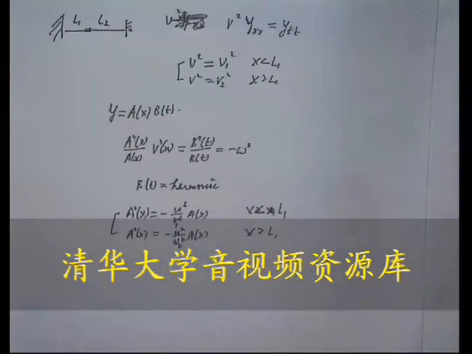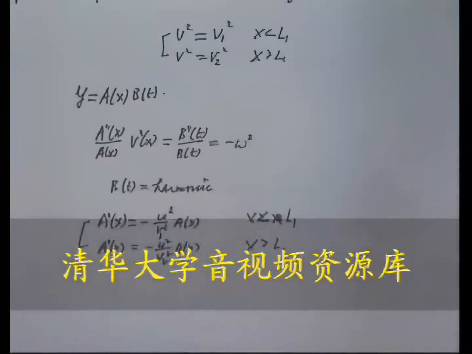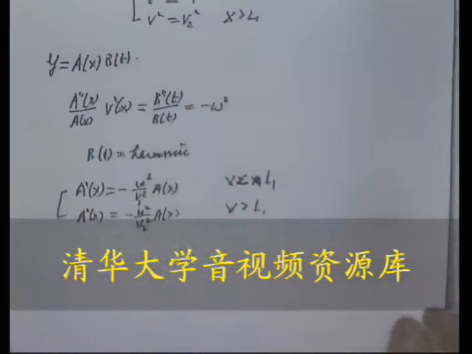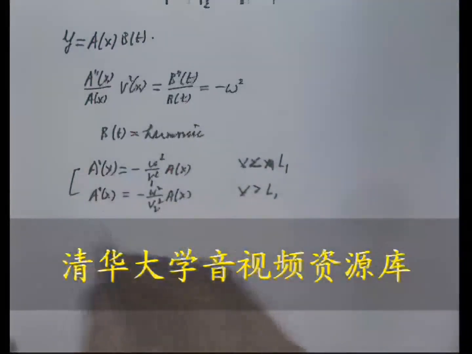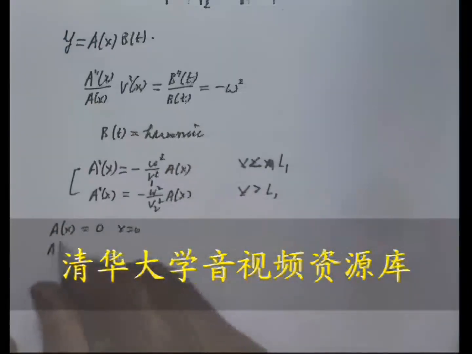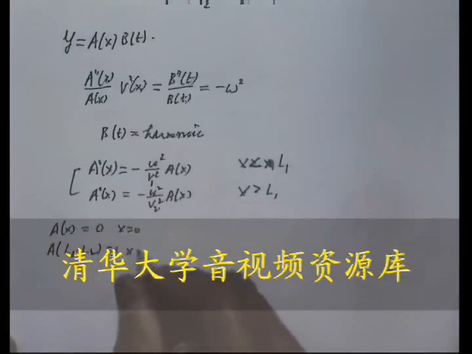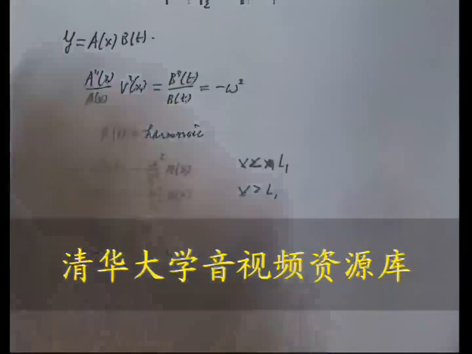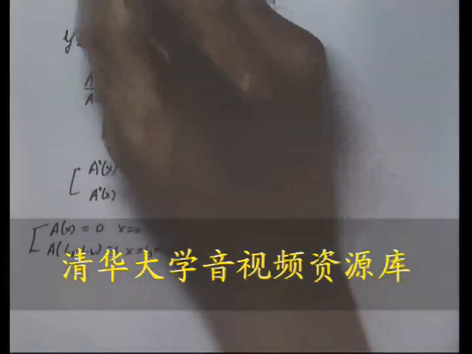For the two regions, we have two different equations. And we also have the boundary condition that a of x is equal to 0 for x equal to 0, and a at L1 plus L2 is equal to 0 for x equal to L1 plus L2, because the string is fixed at these 2 points.